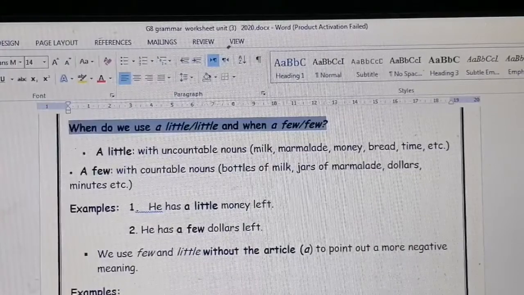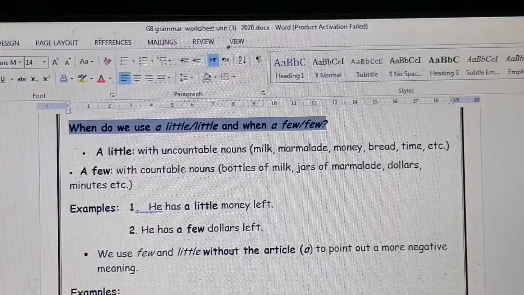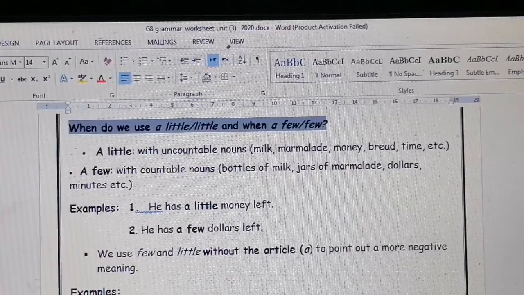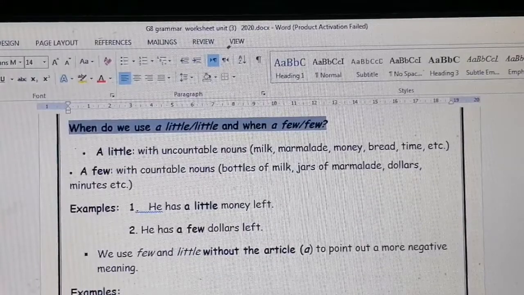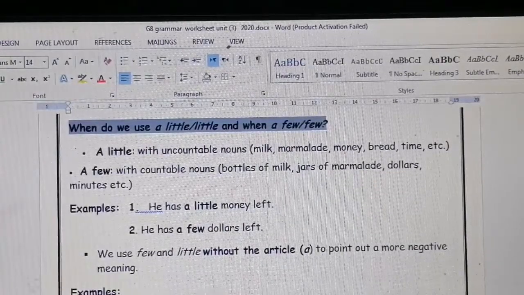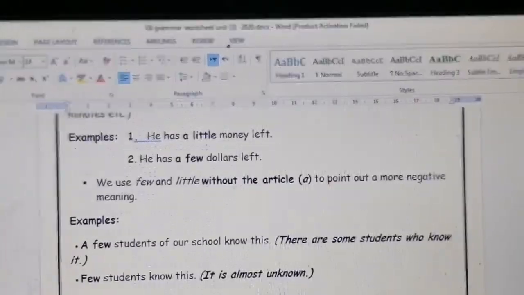When I say, for example, I have little water, it means you have water, but it's not enough for everyone who is in here, okay? While when I say I have a little water, it means it's enough for the people who are inside the room, or whoever is in this meeting or in this gathering, okay? Now, we're going to move to the next one.